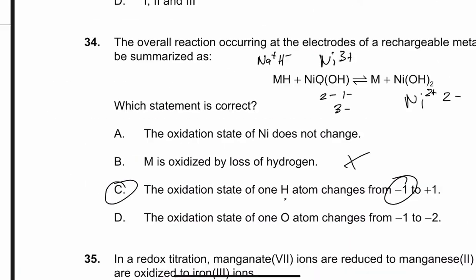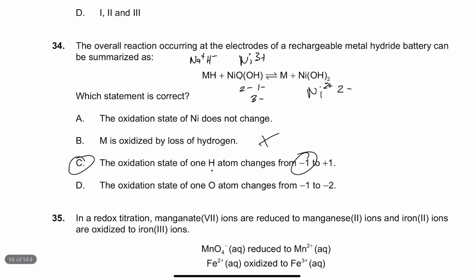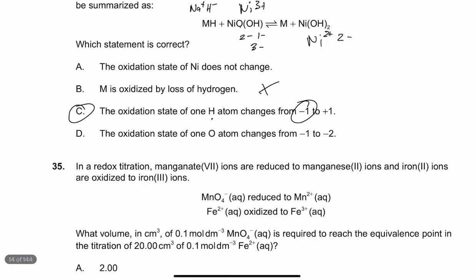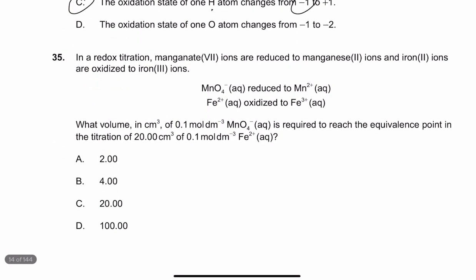That's going to give us C. I don't even have to check the last one, because it says the oxidation state of one oxygen atom changes from -1 to -2. That's just not true, and I know C is right, so that is going to be our answer.